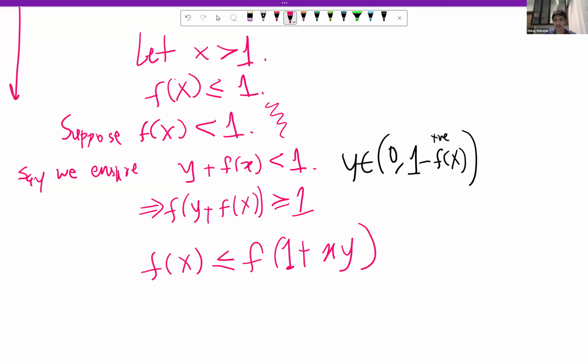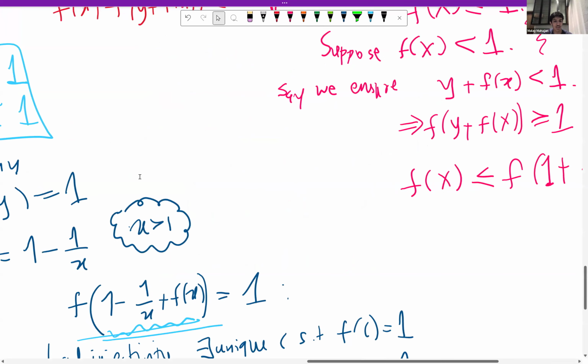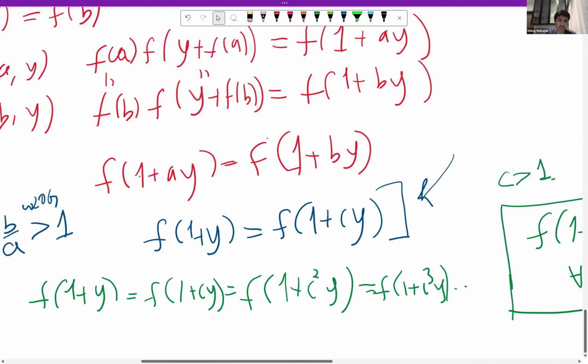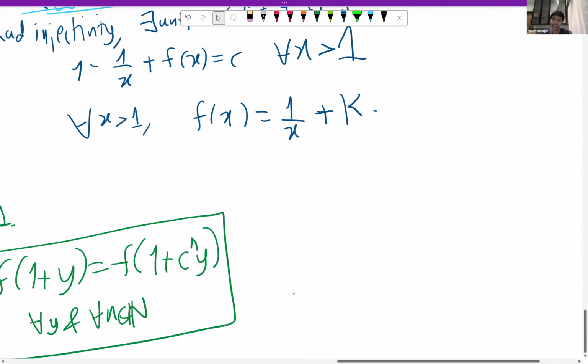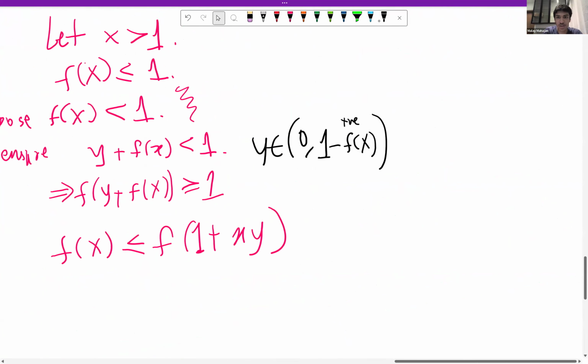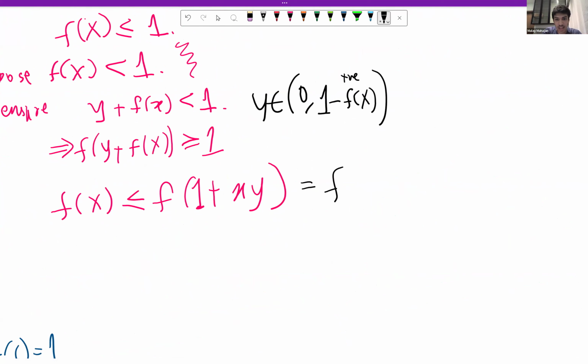So remember, so far we have not used the fact that we are trying to prove injective. When we were trying to prove injective, we got this very important equation: f of 1 plus y is f of 1 plus e to the power n y for any y and n. So I know that this is also equal to f of 1 plus x y times c to the power n, and I can take any n that I want, absolutely anything.